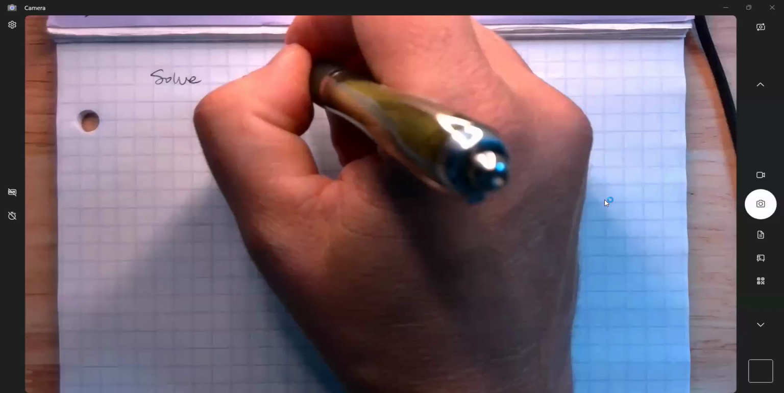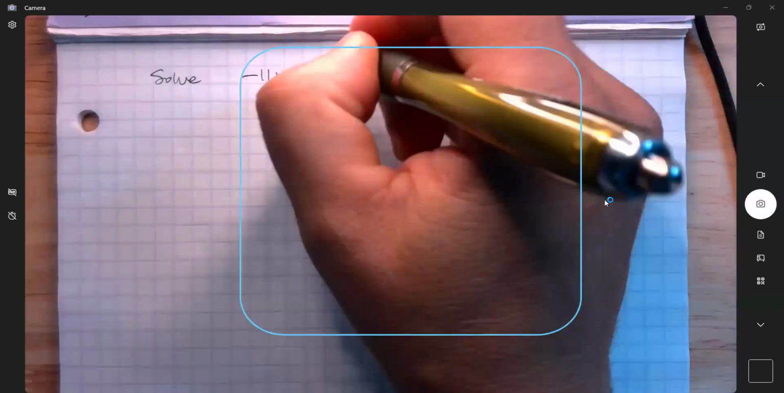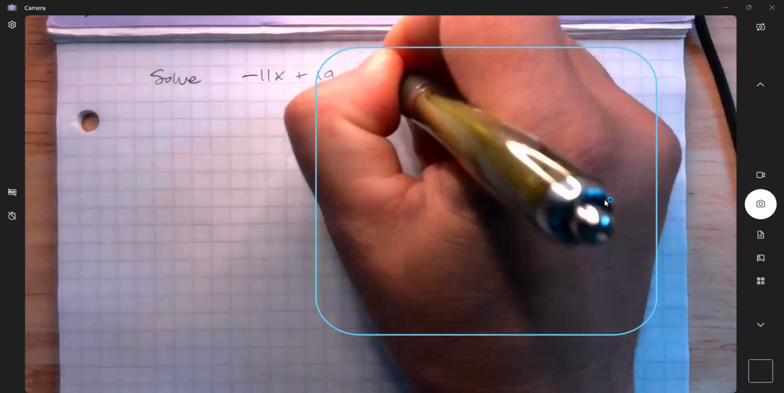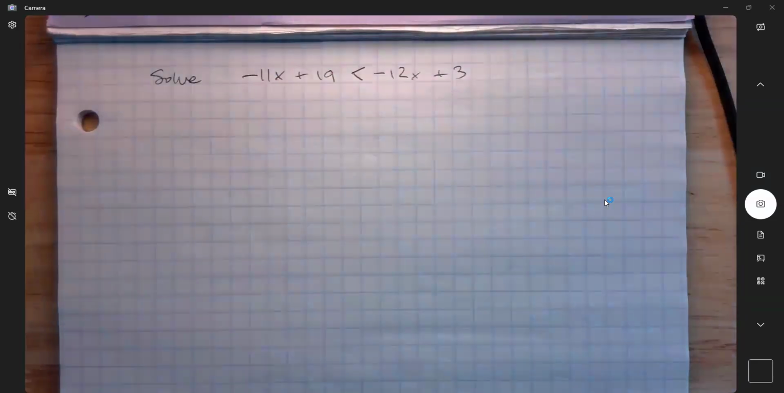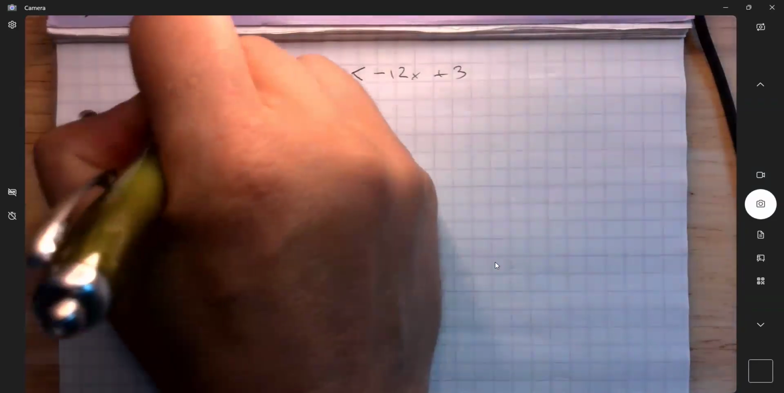The nice thing about this method is even very complicated inequalities, if we follow this process, it turns back into something that we are already more comfortable doing. Negative 11x plus 19 should be less than negative 12x plus 3. That's a fairly complicated inequality. So first we're going to solve the equality.